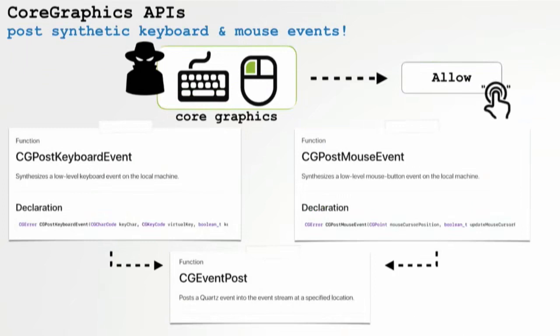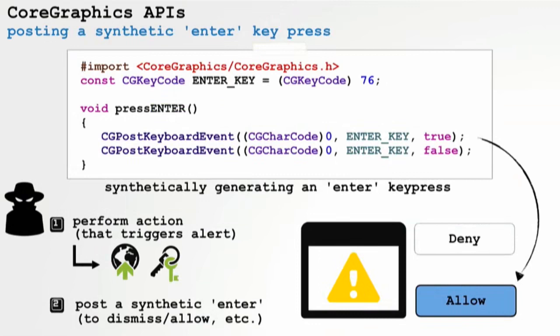Of course, also via Core Graphics, you can post synthetic events, which you can do programmatically to click buttons in the UI. So for synthetic keyboard events, you use the CGPostKeyboardEvent API, while for mouse events, you use the CGPostMouseEvent. More generically, you can also use CGEventPost, which can be used to post either mouse or keyboard events. So these are the APIs you can use.